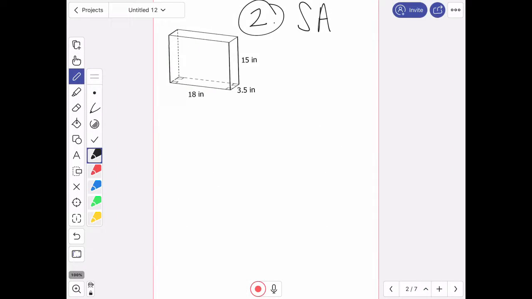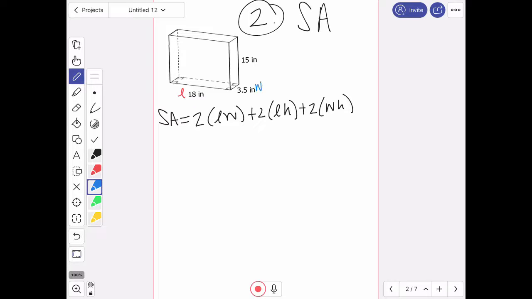Okay, so for number 2, what we have is a rectangular prism that we're finding the surface area for. So I'm going to write down the surface area formula, which is 2 times the length times width plus 2 times the length times height plus 2 times the width times height. Okay, and then this 18 inches could be my length. The 3.5 inches could be my width, and then the 15 inches could be my height. So now all I have to do is plug those numbers into my formula.